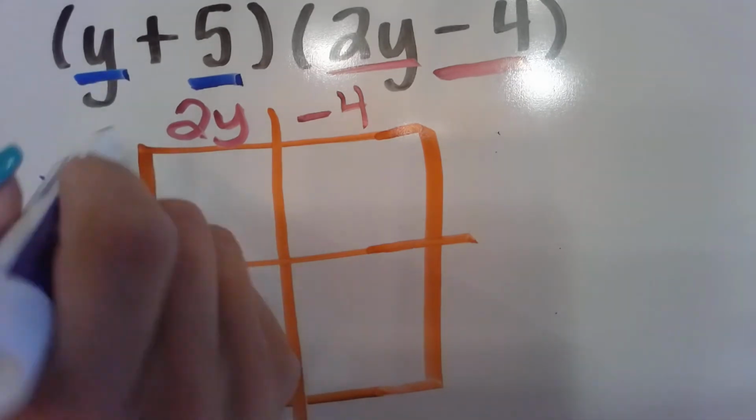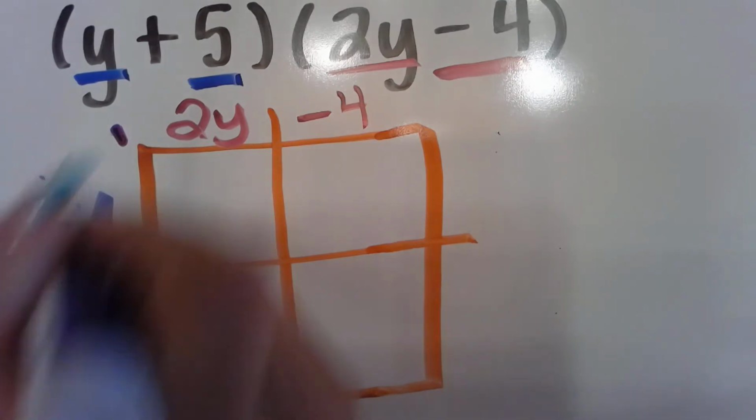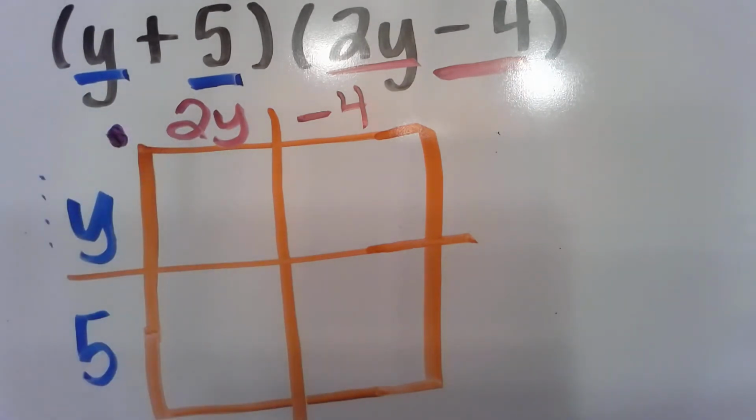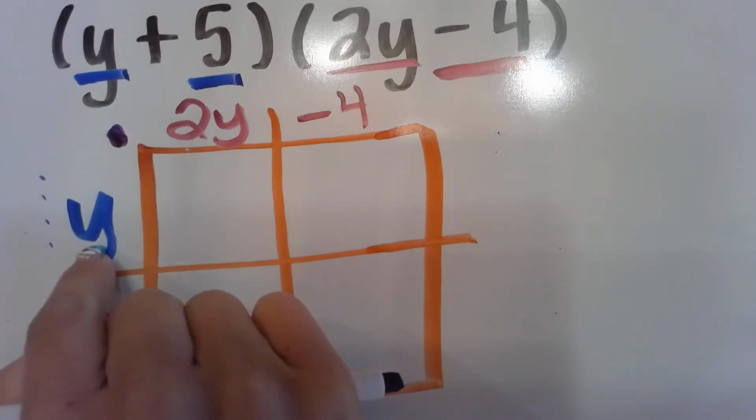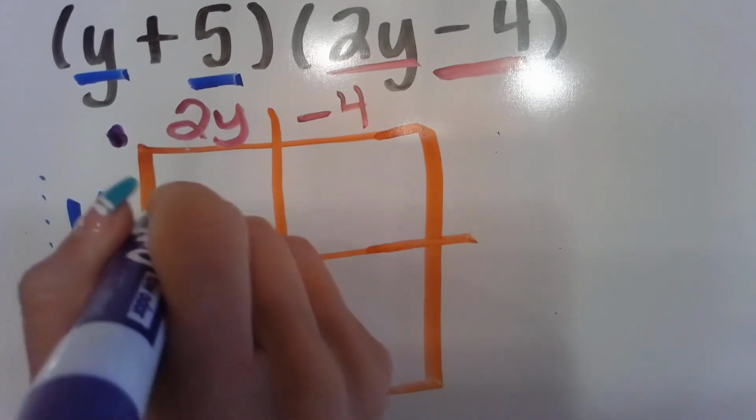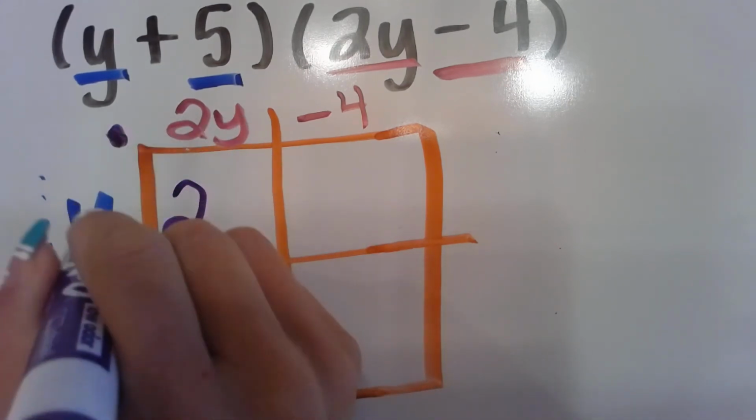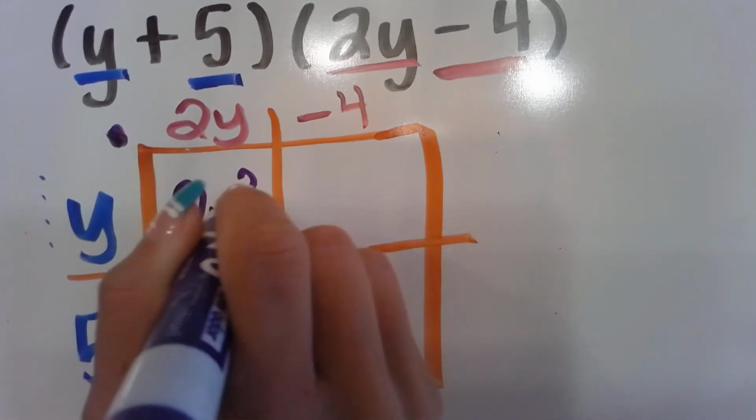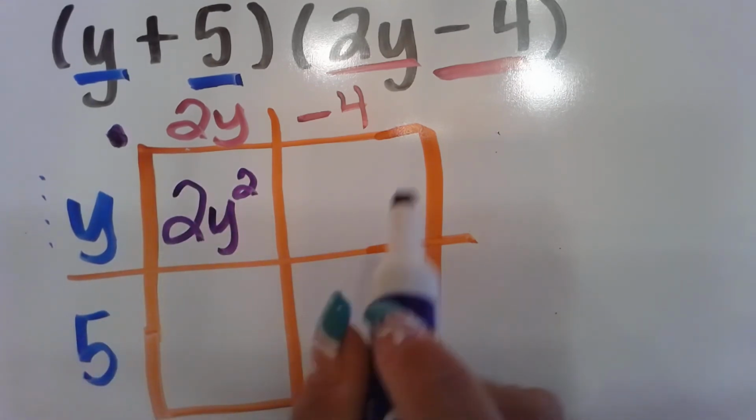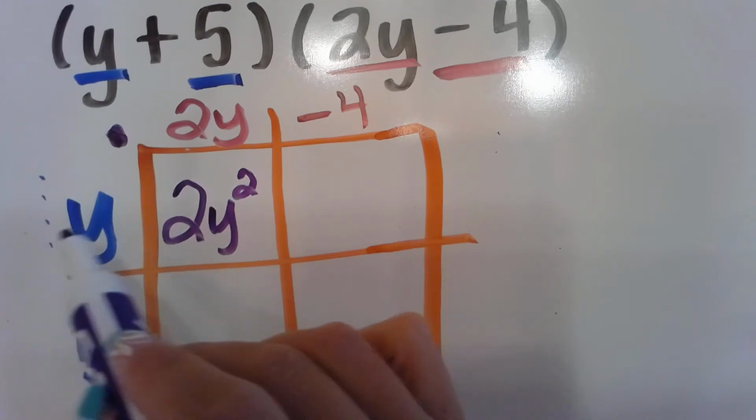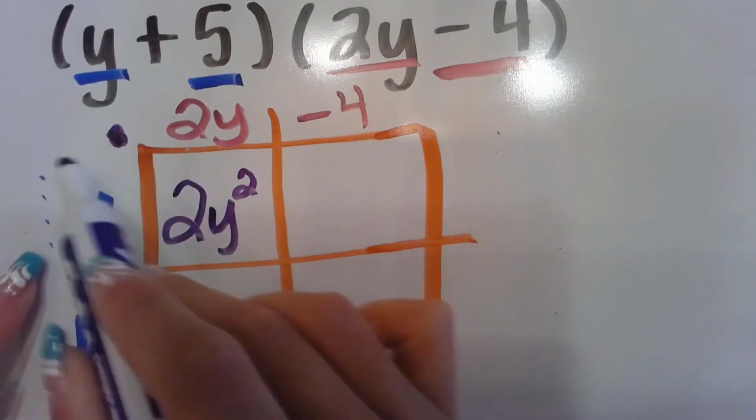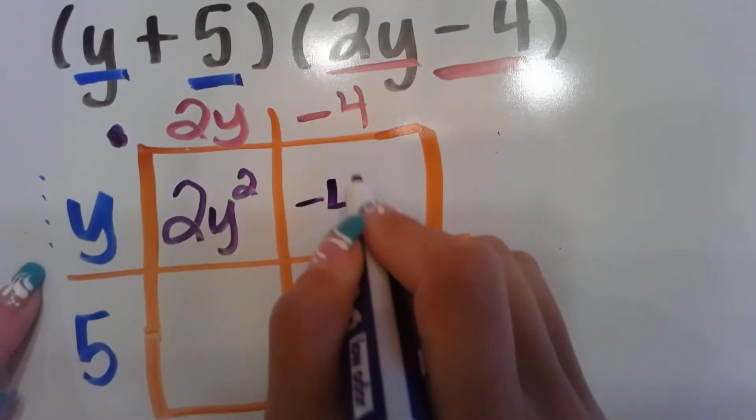I'll even write my little multiplication dot right here, just so we know what we're doing, okay? So 2y times 1y. So 2 times 1 is 2, and y times y is y squared. Now, negative 4 times 1y. So we know negative 4 times 1 is negative 4.